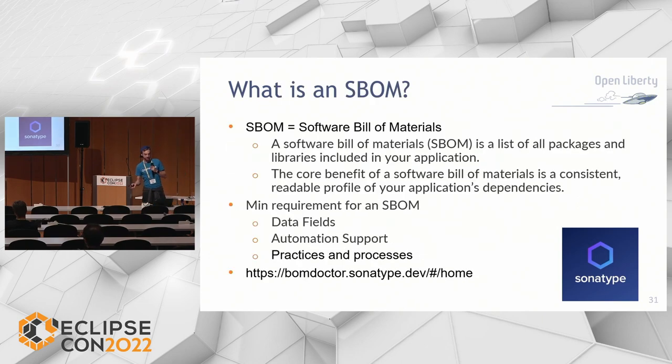Like I mentioned, a software bill of materials will list all the packages and libraries in your application. This is really good because it produces a consistent, readable profile of your application's dependencies. This can also be used for license managing. The problem is we're all using so much open source these days, a humongous amount. I think only about 20% of the applications we write is our code. The rest is all borrowed from places like Maven, which Sonatype run.